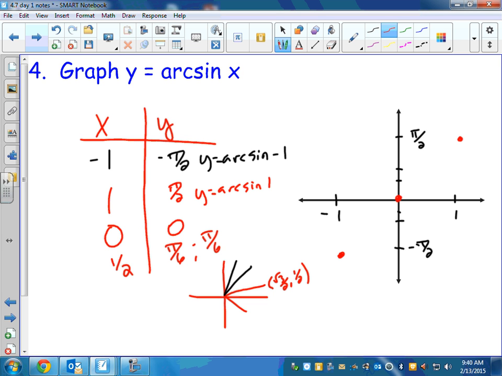So at a half, what did I do here? Is this a half here? No, that's a negative half there.